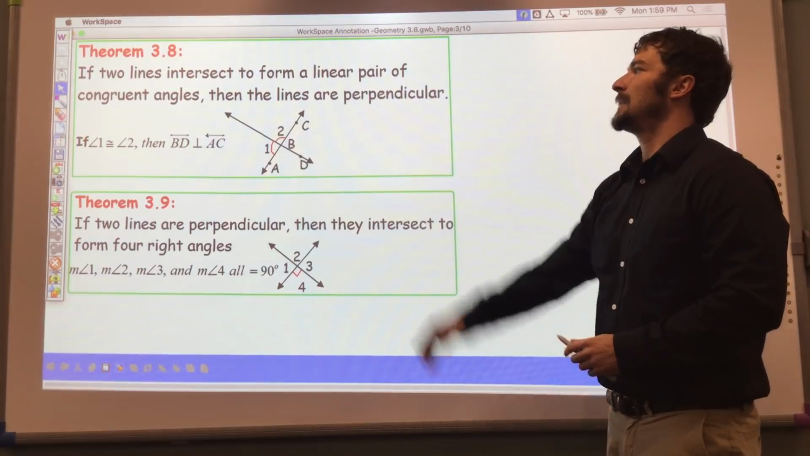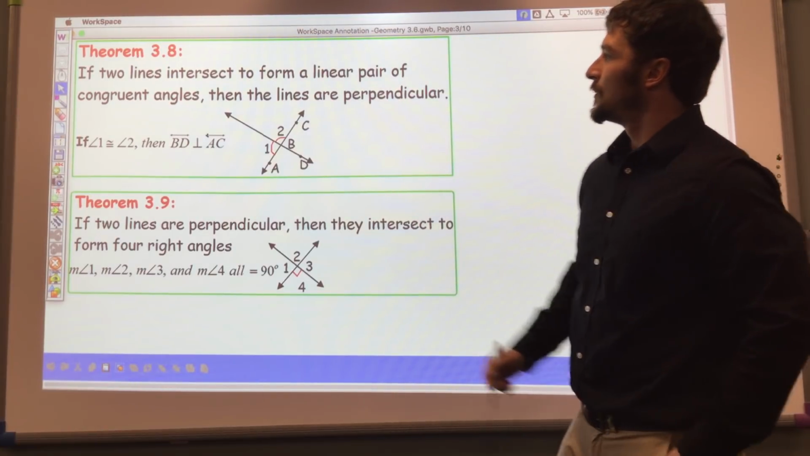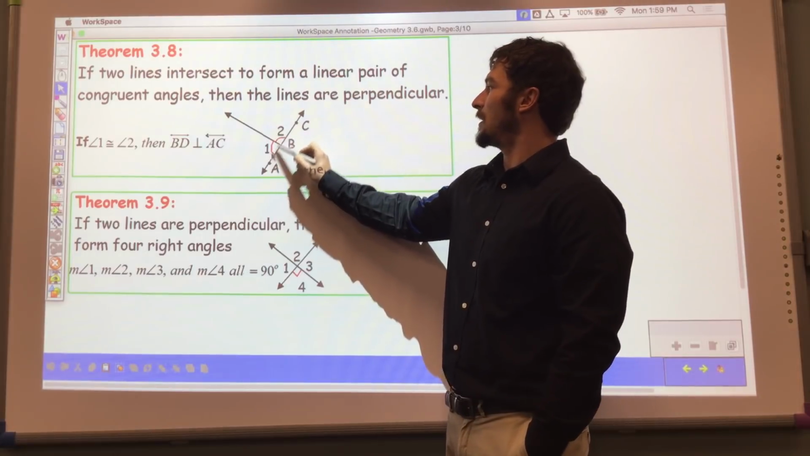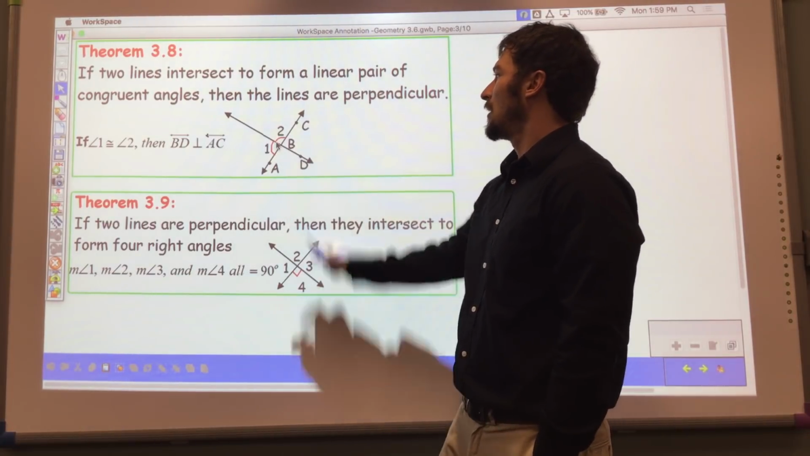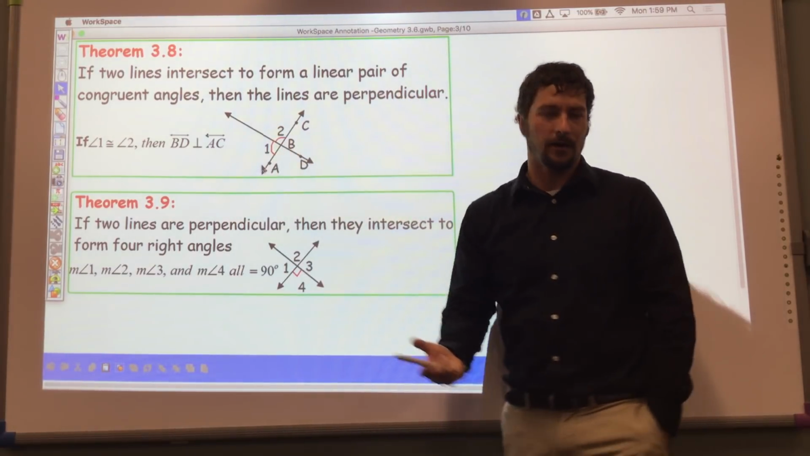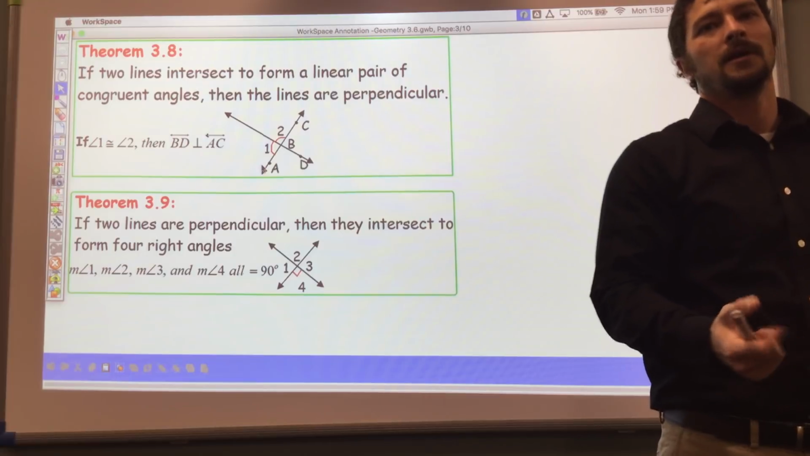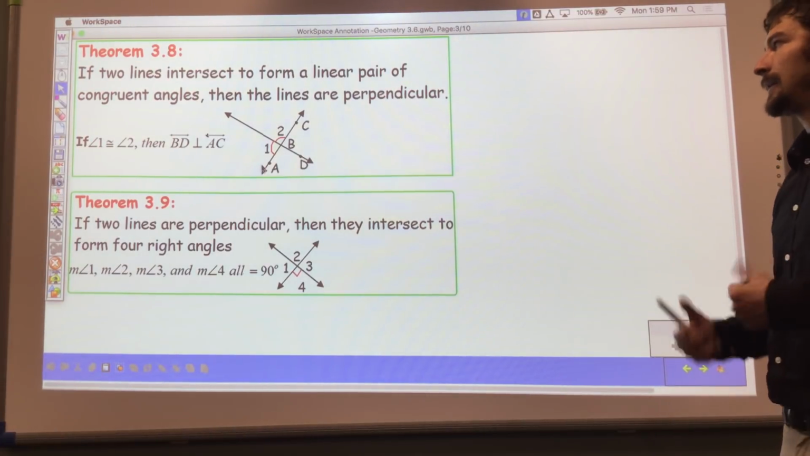Theorem 3.8: if two lines intersect to form a linear pair of congruent angles, so here 1 and 2 would be a linear pair and they're marked congruent, then that means your lines are perpendicular. Because if you think about it, a linear pair, your angles are going to add to 180. If they're congruent, then they both have to be 90 degrees.